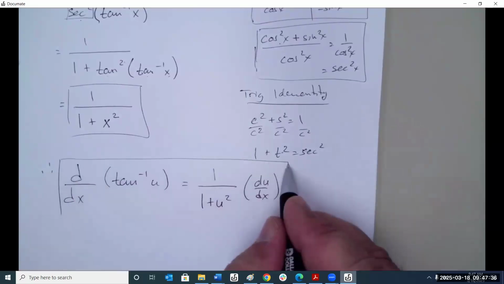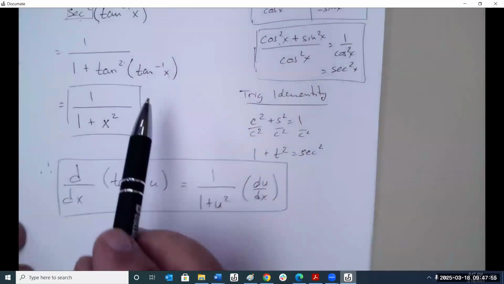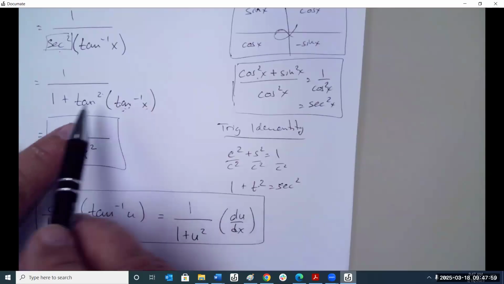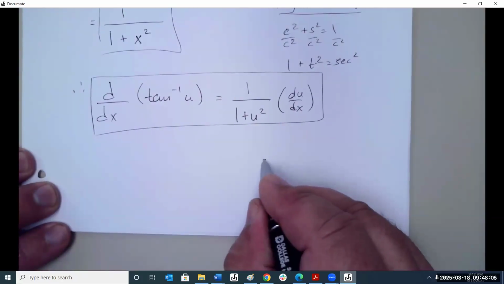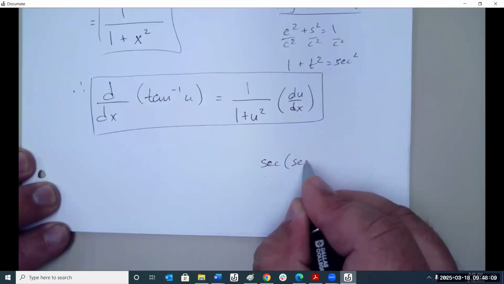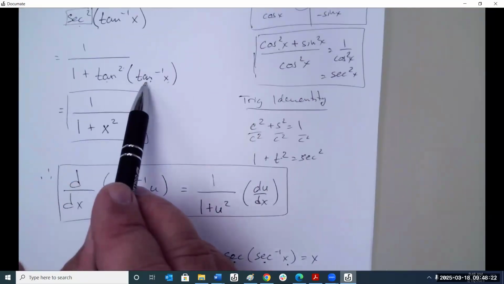And here's the general formula. Example. It is the same process because our inverse was tangent, we had to make the outside function tangent. Remember this property, that the secant of an inverse secant of x is equal to x. The function and its inverse cancel each other out, so you just have to put the operation. And that's why we needed tangent out here, because we had inverse tangent here.